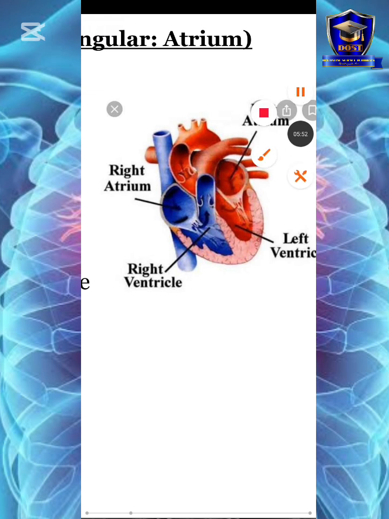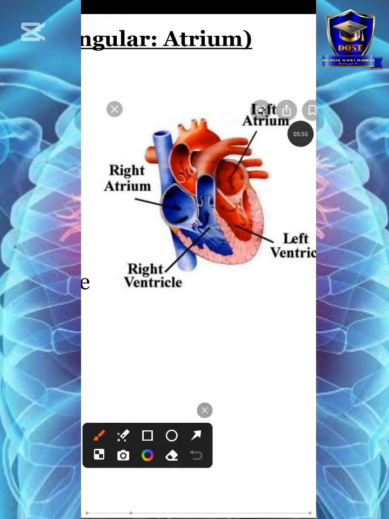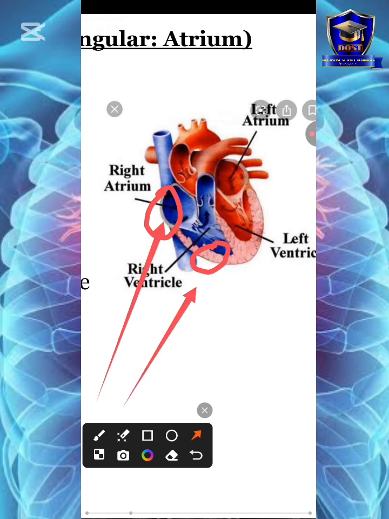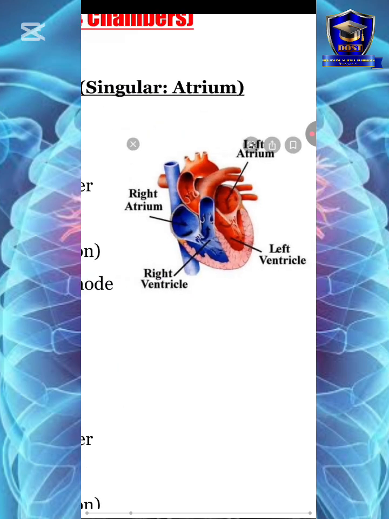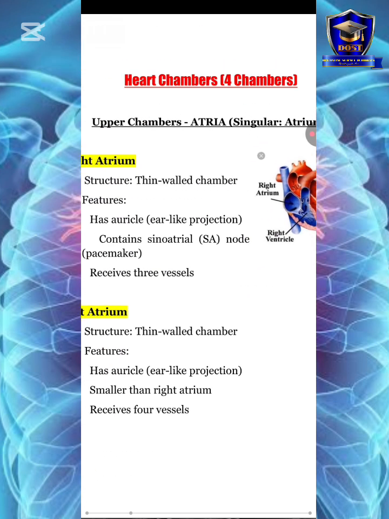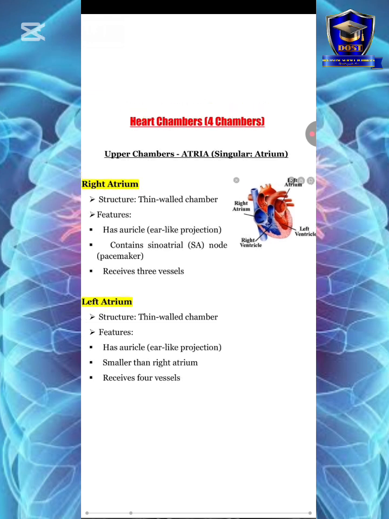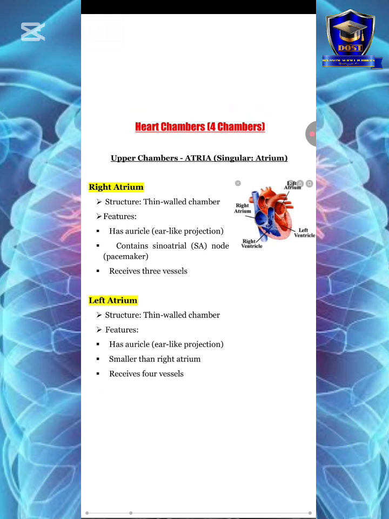So let's take a deep look at it and see for ourselves. Now take a look at this wall here and the wall here. You will notice that the wall of the right atrium, this particular wall, is very thin compared to the one of the ventricle. Generally the walls of the atrium are very thin, but most O-level biology textbooks do use the word auricle to mean atrium, which is actually not the correct terminology. So the right atrium has a thin wall.